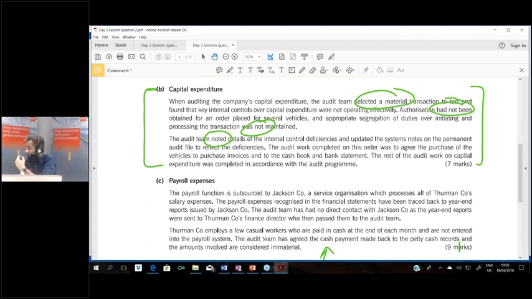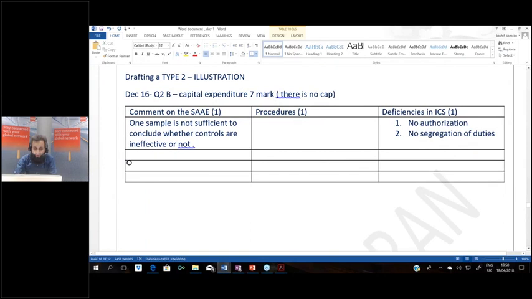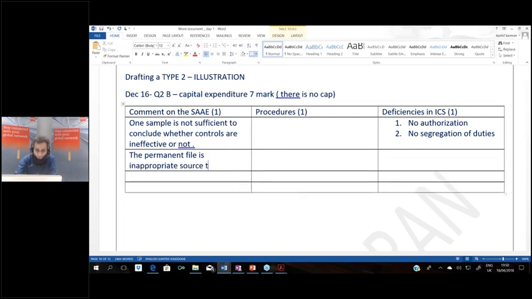So is that inappropriate on part of the auditor? Should I comment on the sufficiency and appropriateness? Was that appropriate? Where I recorded it should be in the current file, right? And let's go back. The permanent file is an inappropriate source to document the deficiency.